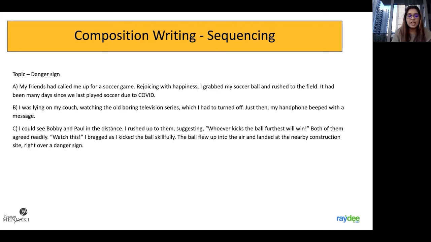So here, I think you can prompt the students to say which one started first. Is it his friends calling him up for a soccer game? Or is it the fact that the ball got kicked into a nearby construction site? Or was it the fact that he was lying on the couch doing nothing and his handphone beeped? Okay, so the sequence will be B, A, and C.